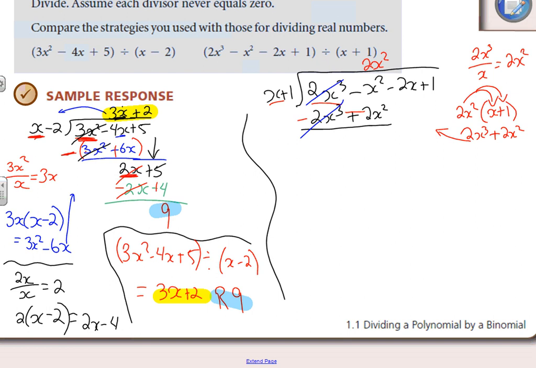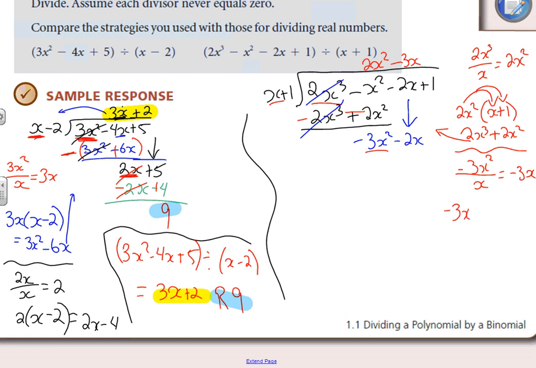Negative x squared, negative 2x squared. That's going to give us a negative 3x squared. Bring down the next term. Repeat our process. Looking at the first terms, negative 3x squared divided by the x gives us negative 3x. That's what we're going to write here. It's negative. So negative 3x.